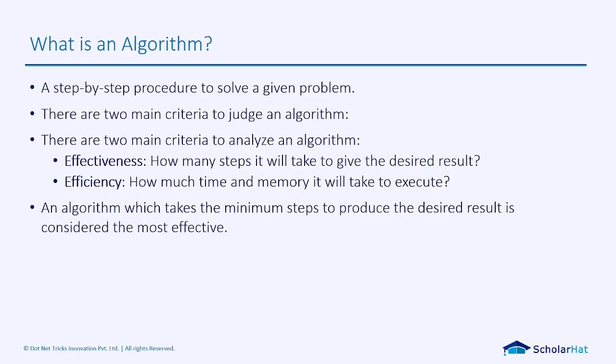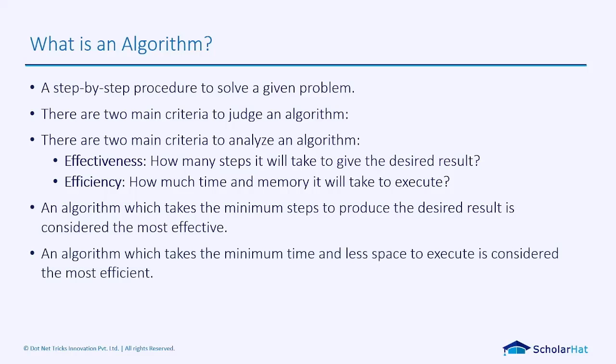We're going to learn about big O notations and all those things after a few lectures, so there you'll understand how we implement those things. An algorithm which takes minimum steps to produce the desired result is considered most effective, and that algorithm needs to be correct. You have to keep that in mind every time. An algorithm which takes the minimum time and less space to execute is considered most efficient. Why is it so? Because it will cost less money to the companies. That's why it is very necessary for data structures and algorithms to be efficient.